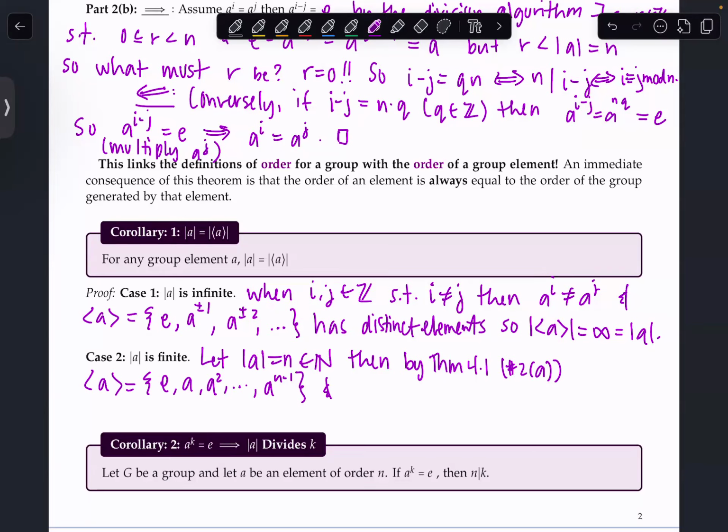And by the same theorem, but part B, I'm able to show that every element that shows up in this set is going to be distinct from each other. Right? The only way these are equal to each other is if I look at the powers mod n, they're the same. But here the only powers that are showing up are 0 up to n minus 1. And these are never going to be equivalent to each other mod n. So these are all distinct elements.